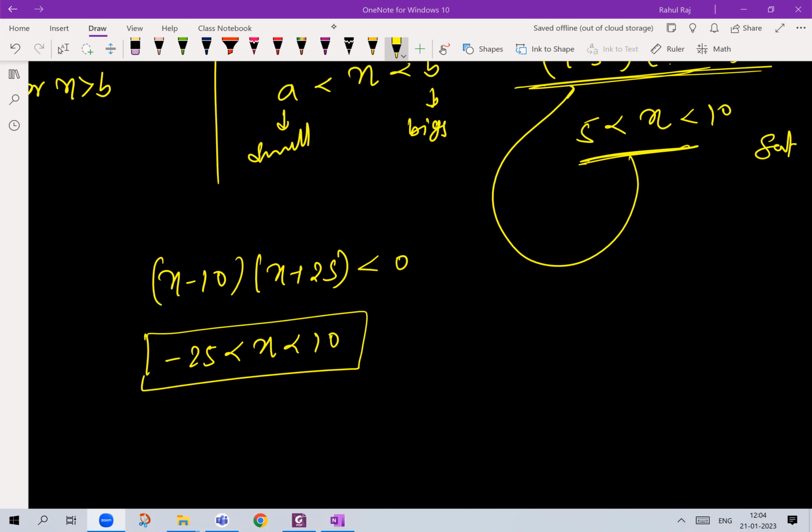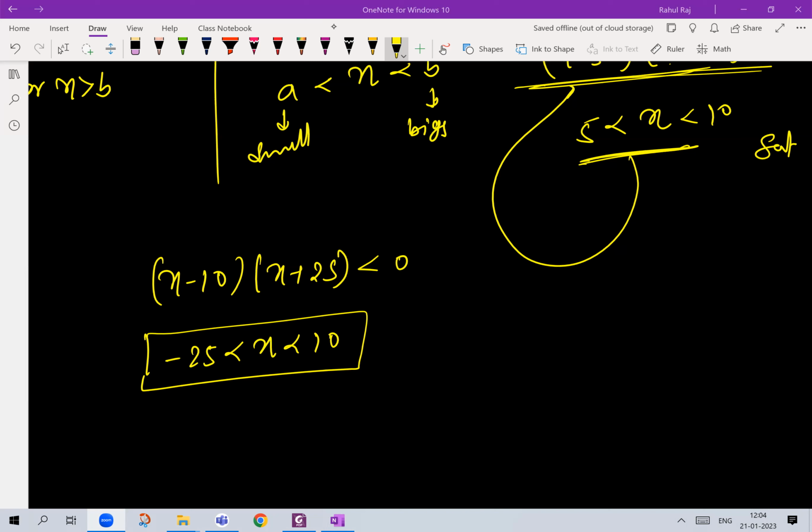To solve x minus a into x minus b less than 0, then ab is less than 0. That is, if a is positive, b is negative; if a is negative, b is positive. Take two cases, that's it. But you can't solve with a variable. You'll have to put some number there. They will not ask you with a variable; it is just to generalize it. This is how it should look.